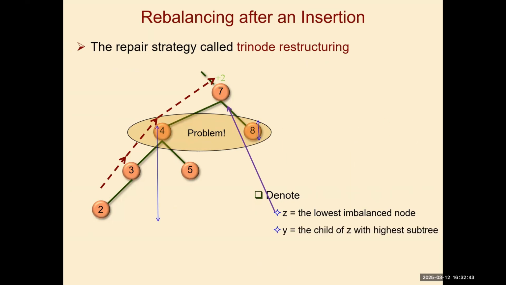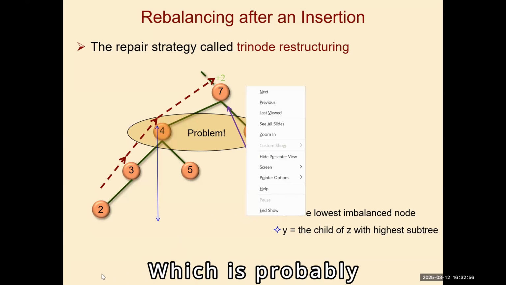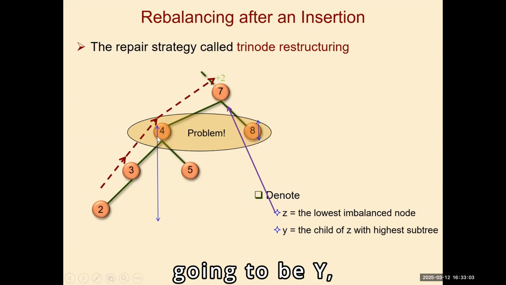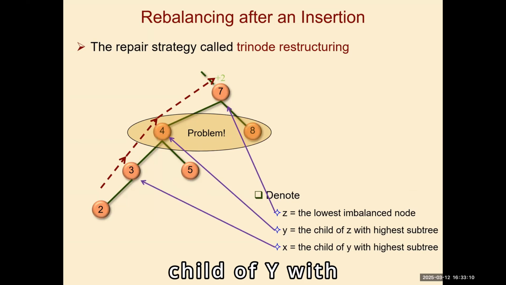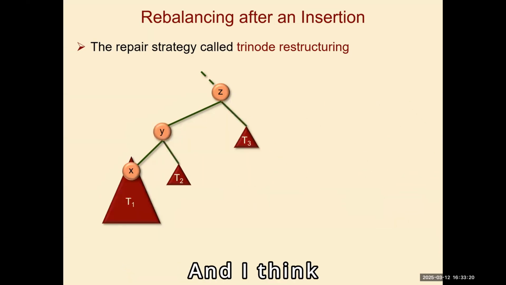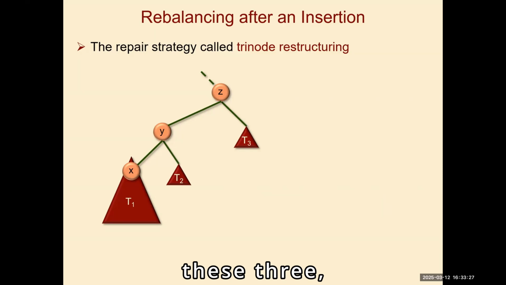And then Y is going to be the child of Z with the highest tree, right? Which is probably where you inserted it because you made it bigger, right? So here, this one's going to be Y, right? And then X is the child of Y with the biggest tree, right? So we identify those last 3 that we went through, right? And I think people before were talking about edges rotate. Let's talk about these 3, what we're going to do with these 3, right?